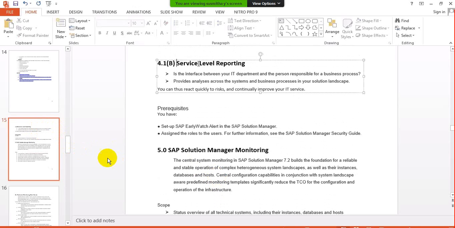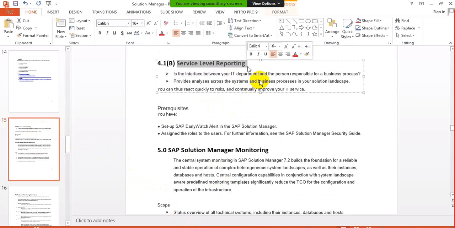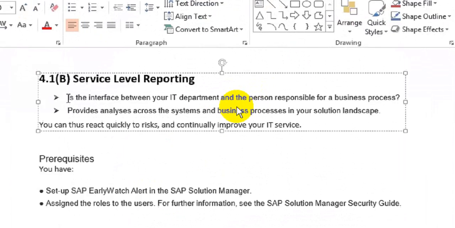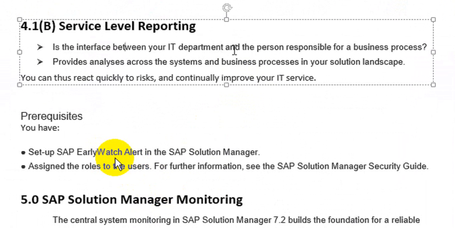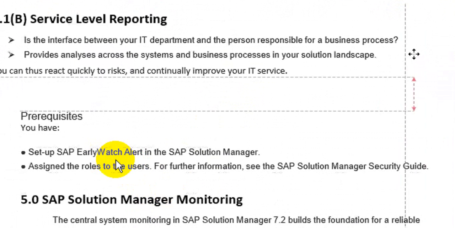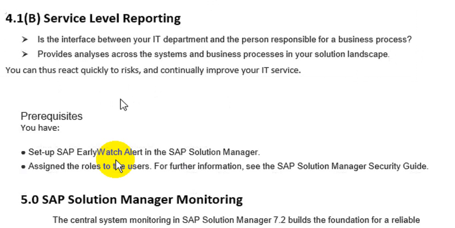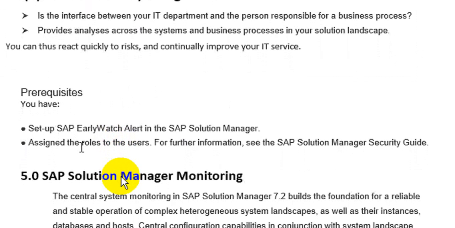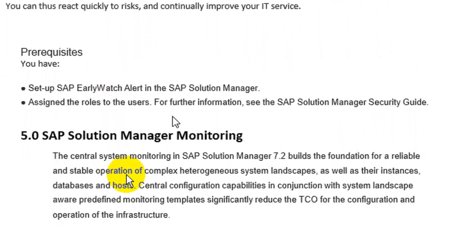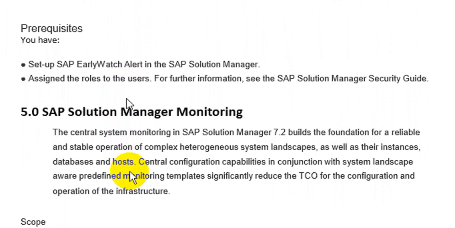Service level reporting. This is also part of the EWA only. Here, it is the interface between your IT department and the person responsible for the business process. It provides the analysis across the systems and business processes in your system landscape. See what are the prerequisites you have to perform: set up the EWA alert and assign the roles to the users to get further information from the EWA.